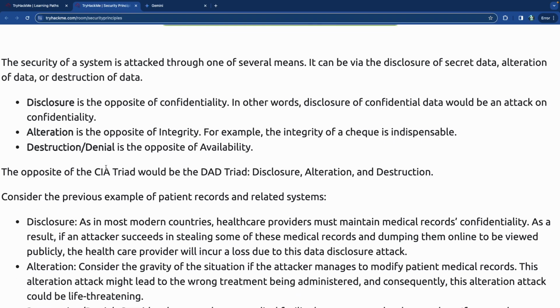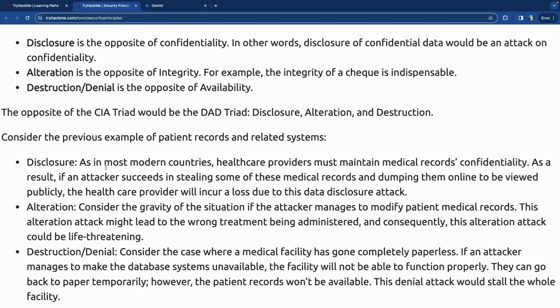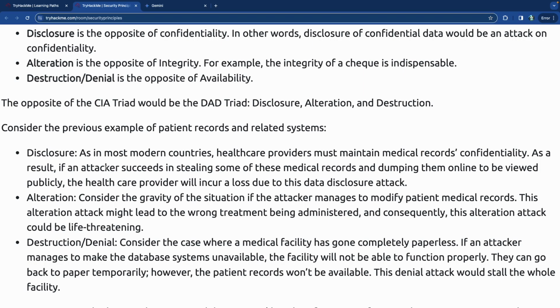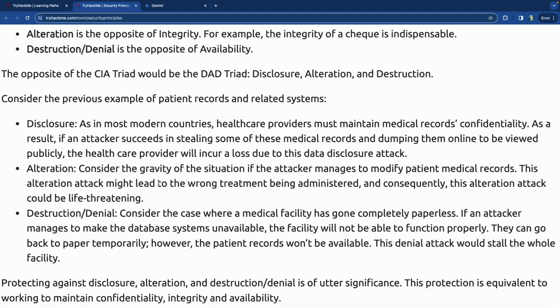And that's a really big type of attack that's done against a lot of big organizations, because all they have to do is just take their systems down and deny the availability of the service, and the company takes a really big hit, right? So, disclosure, as in most modern countries, healthcare providers must maintain medical records confidentiality. As a result, if an attacker succeeds in stealing some of these medical records and dumping them online to be viewed publicly, the healthcare provider will incur a loss due to the data disclosure attack.